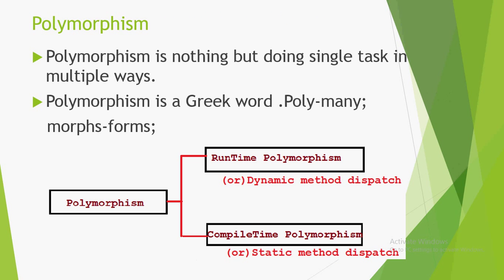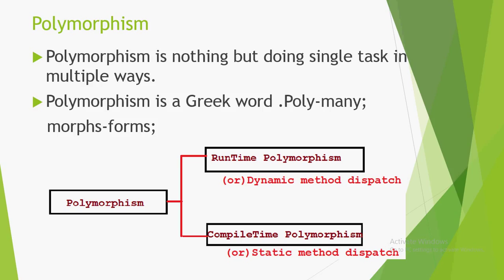Hello everyone. Now we are discussing Java OOPS concepts. Up to now we discussed what is encapsulation, what is abstraction, what is inheritance. Now we are going to see what is polymorphism. Polymorphism is nothing but doing a single task in multiple ways. We will discuss what is polymorphism with a real time example.